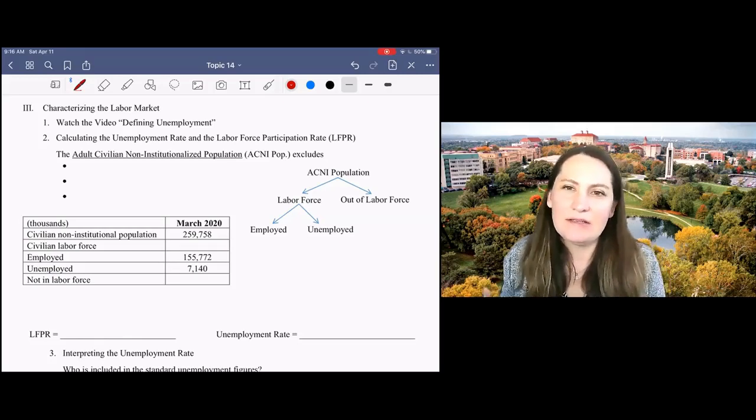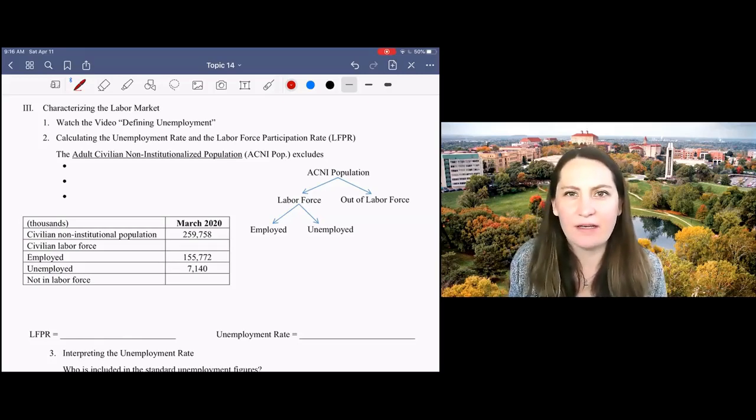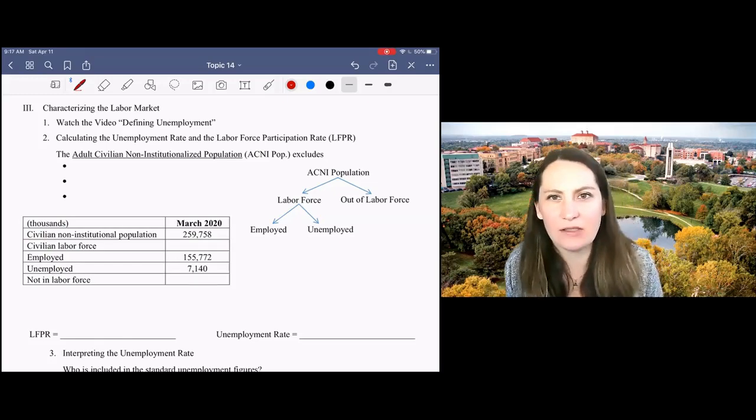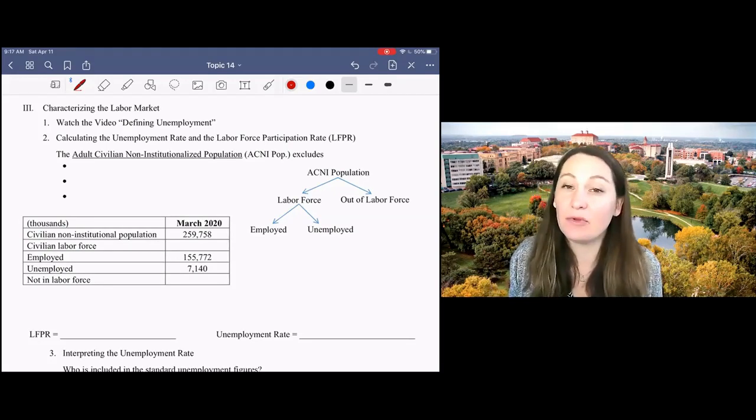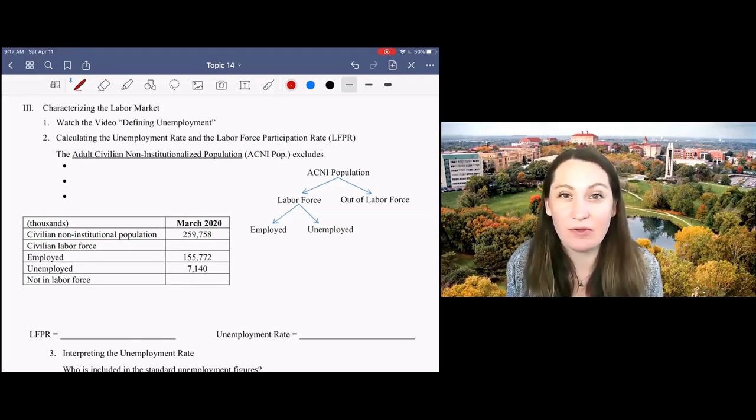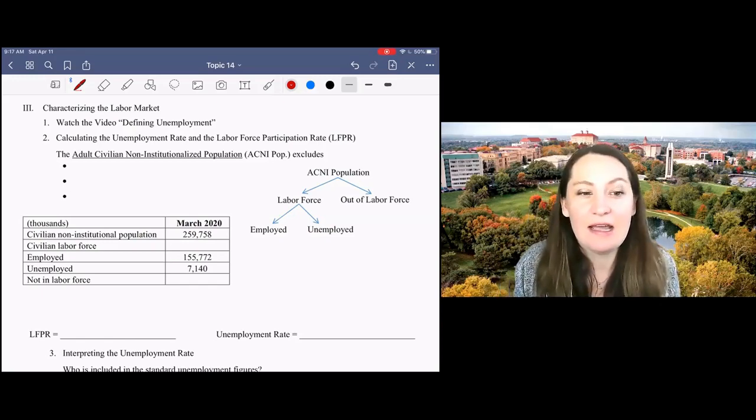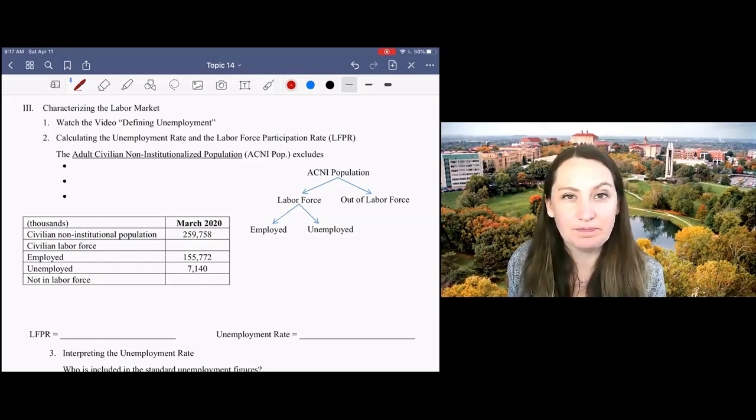The important thing to understand about how we define unemployment is who's included in the unemployment rate and who's not included, because we hear these unemployment numbers get released in the news. People are talking about unemployment a lot, but it's important to understand what that means and what it doesn't mean. I'm going to go through a couple important takeaways from the video that you just watched about defining unemployment, and then we'll do a calculation example.